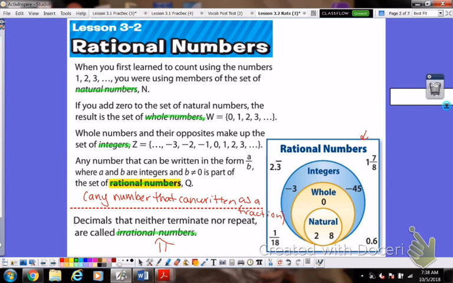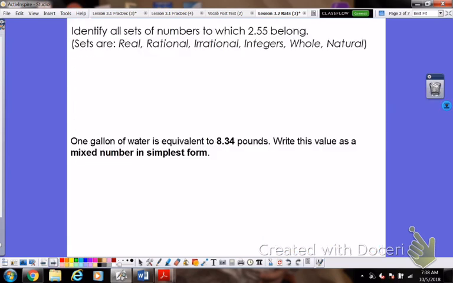Now when you're given a number, we're going to ask you to classify it. So let's go ahead and take a look at that. We want to identify all sets of numbers to which 2.55 belongs. The sets are real, rational, irrational, integers, whole, and natural. Okay, so first thing we notice is we have a decimal. Well, if we have a decimal, it cannot be natural, whole, or an integer. So now we want to decide if it's rational or irrational. Well, can 2.55 be written as a fraction?